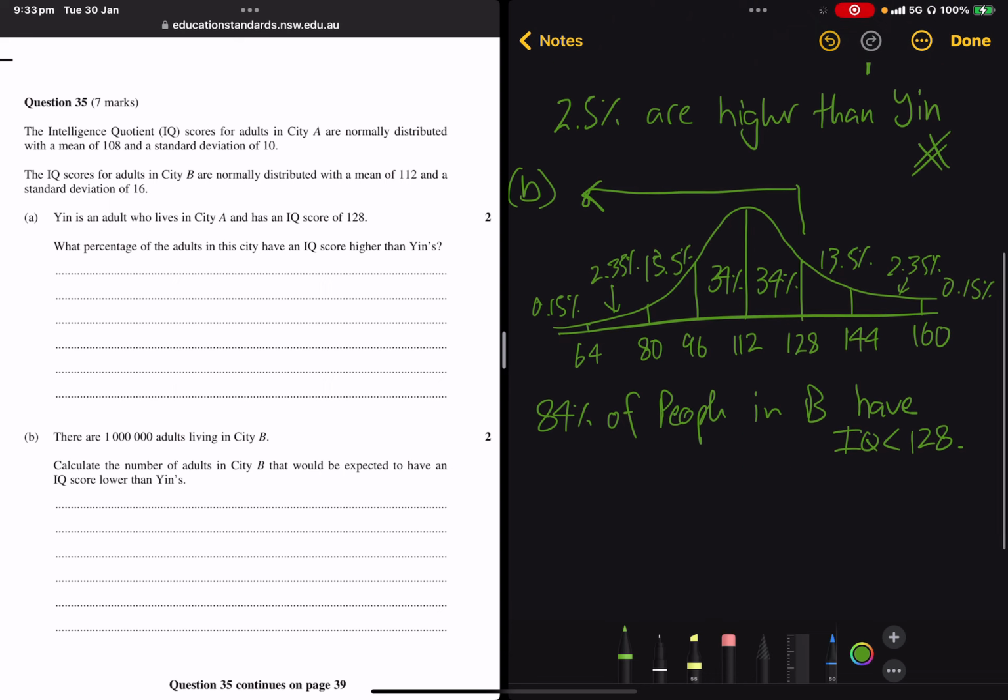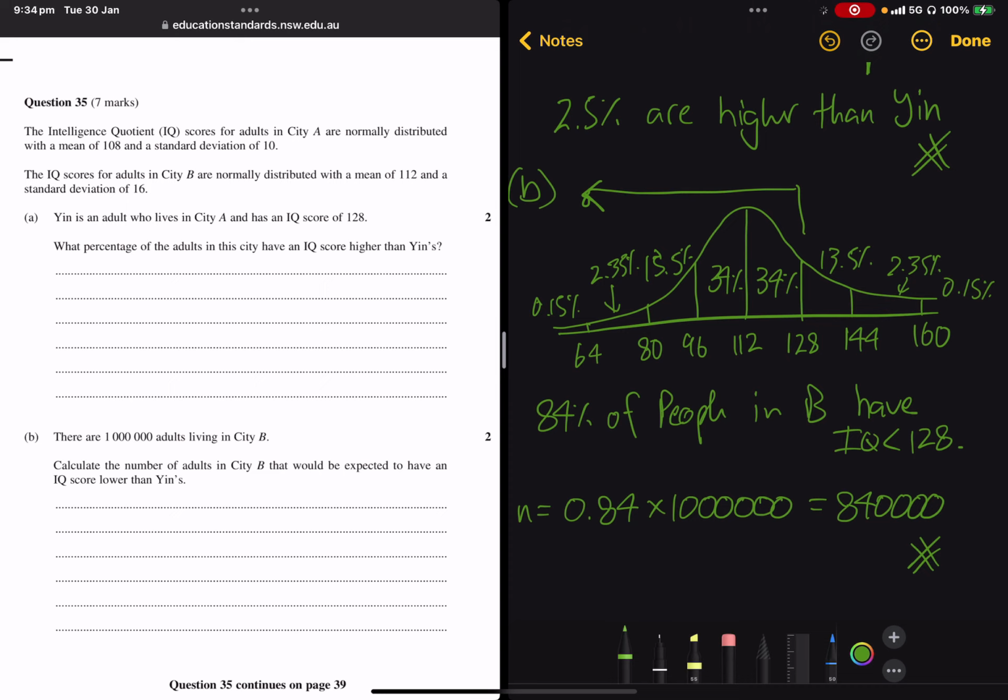So calculate the number of adults in City B that would be expected to have the IQ score lower. This is going to be 0.84 multiplied by 1 million. This is 840,000. And this is the answer. So there'll be about 840,000 adults that have an IQ less. In practice, it could be up a little bit, it could be down a little bit. This is just an approximation based on the fact that these data sets are normally distributed.